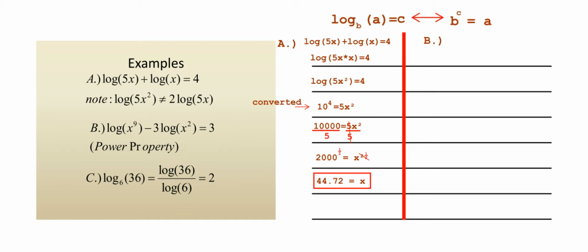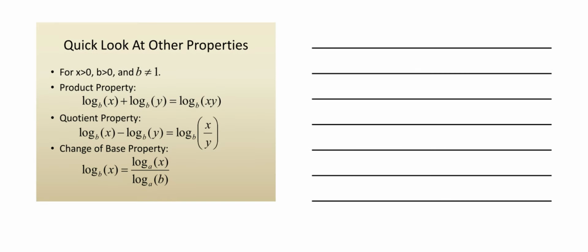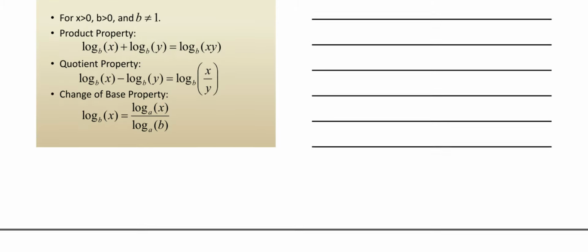B, log of x to the 9 minus 3 log of x squared equals 3. So it's a subtraction, agreed. What do we do with subtractions? Let's revisit our properties real quick. Properties for exponents. Well, the quotient property looks like the one that's more useful in this case because it's subtracting. So when we're subtracting, we can divide what's in the parentheses into a single logarithm.